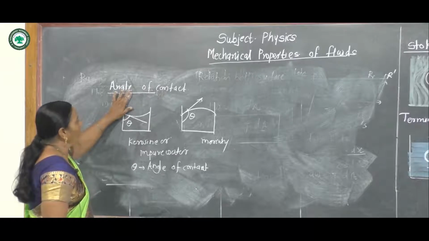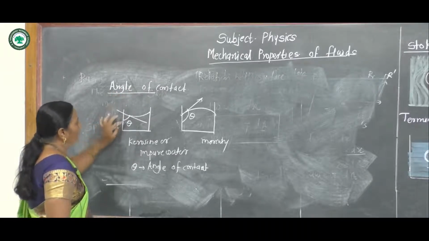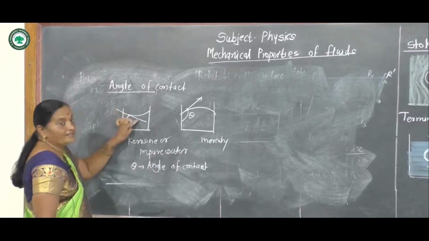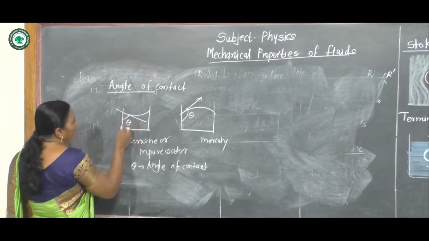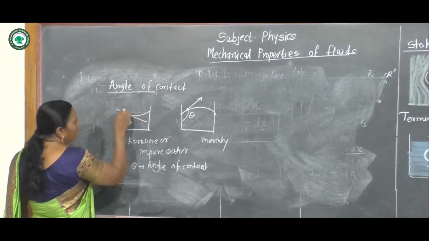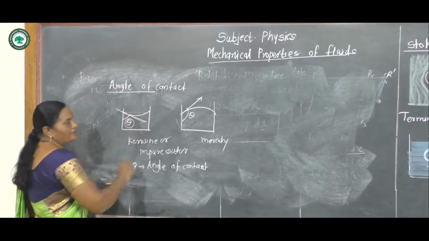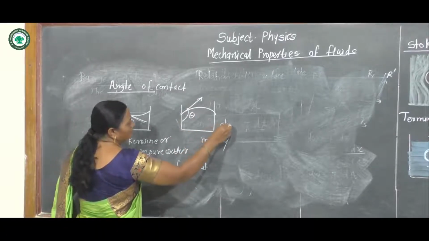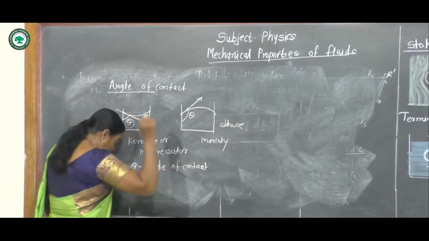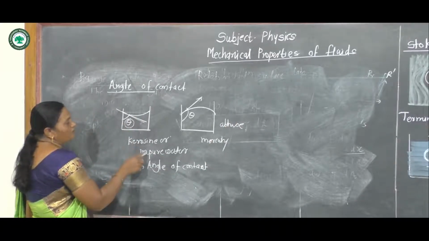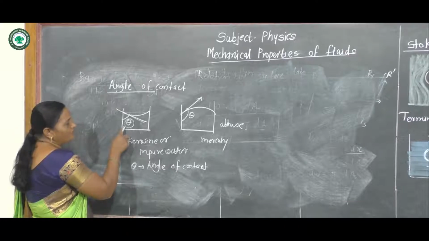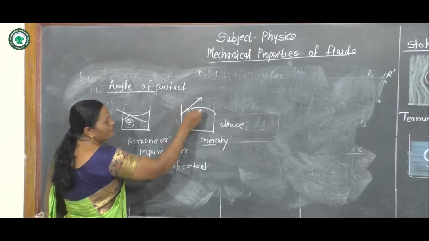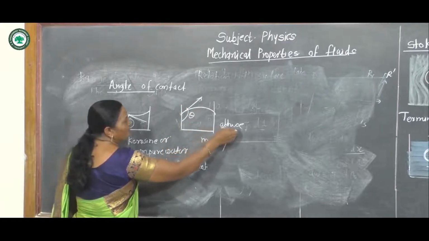Now, for kerosene or impure water, the angle of contact is acute, that is, less than 90 degrees. Suppose this angle is 90, but it is less than 90, so the angle is acute here. Now, for mercury, this angle is greater than 90, so the angle is obtuse. In the case of kerosene, which partly wets the solid, the angle is acute, and in the case of mercury, which does not wet the solid, the angle is obtuse.